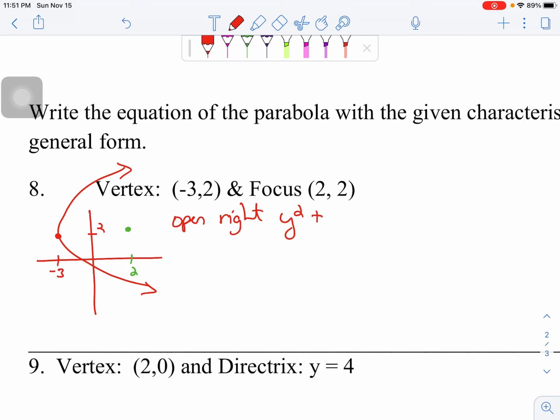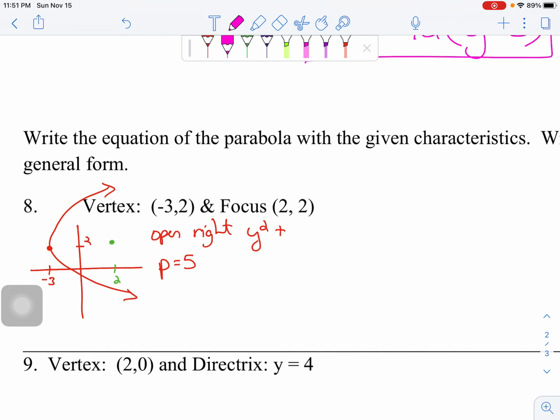All right, focal distance. So what I want to look at is how far apart are the vertex and focal point from each other. And that's going to be 3 units here, 2 units, a total of 5. So my p-value here is 5. That's my focal distance. Okay.